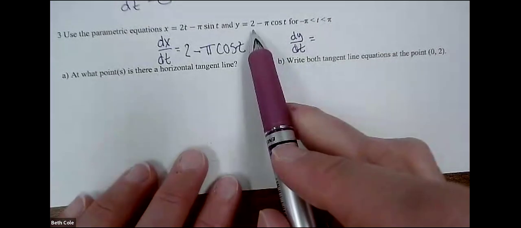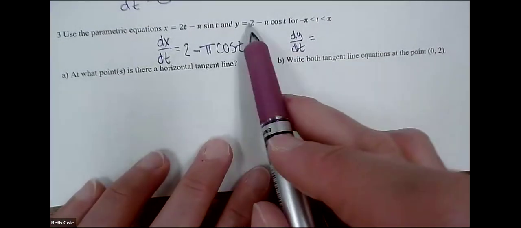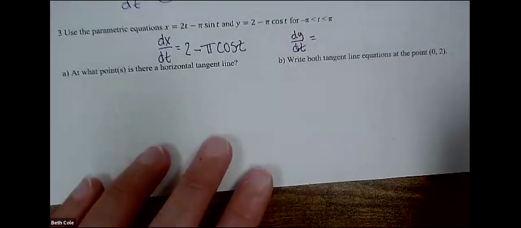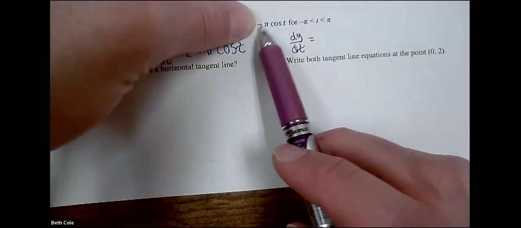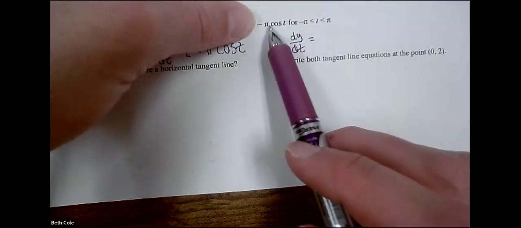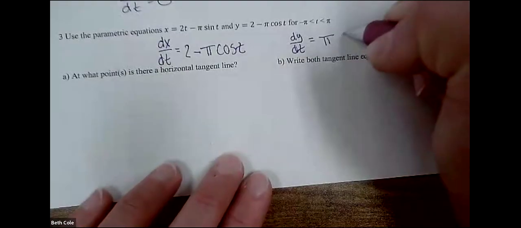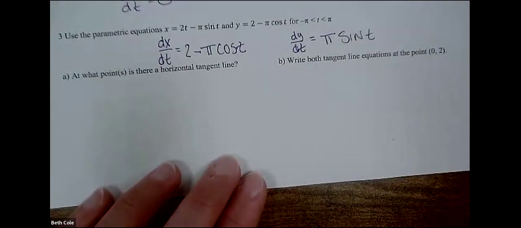And then I'm going to do dy/dt right here. It kind of didn't line up, but that's okay. All right, derivative of just plain 2 is 0, that's nothing. So I'm going to just cover it up. So we're going to have negative pi cosine t. But what's your derivative of cosine? So, okay, the negatives are going to cancel, and we get pi sine t. Good job. You followed me there.